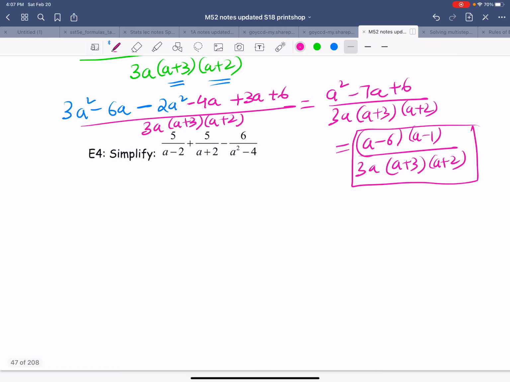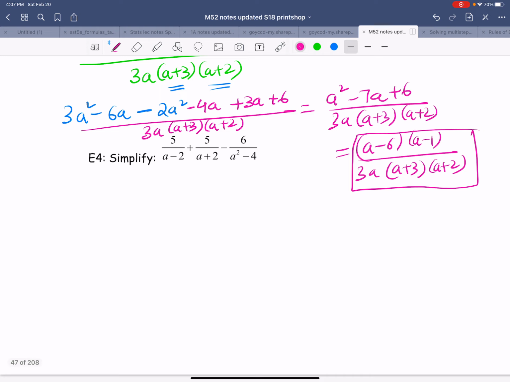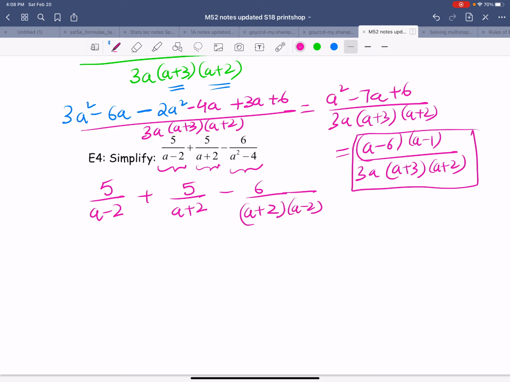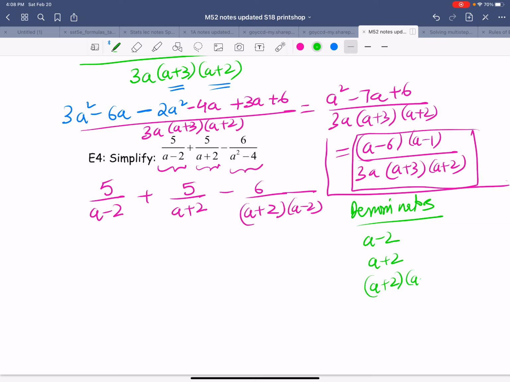Example number 4. Okay, again adding, subtracting, and now we have 3 terms. So we already know the first denominator is already in the factored form. The second denominator is already in the factored form. The last one is not in the factored form. So my denominators in this case are a minus 2, a plus 2, a plus 2, and a minus 2.